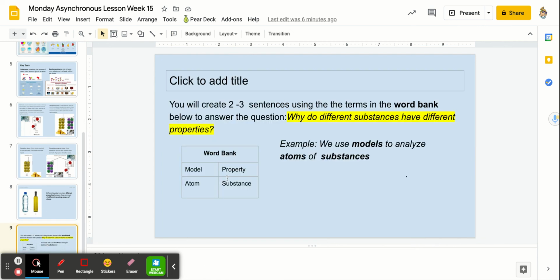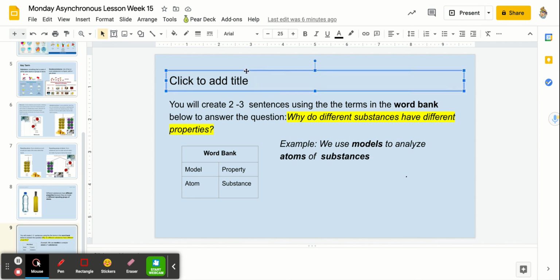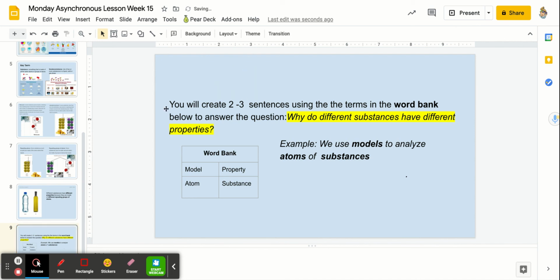So as we think about answering our investigation question, I'll delete this part here. We're going to create, or you will rather, create 2 to 3 sentences using the terms in the word bank below. I defined these terms on the previous slides for you, and you can also use those definitions to refer back to. The link to this presentation is right above the video. So you can click the link and access this presentation to look at it.